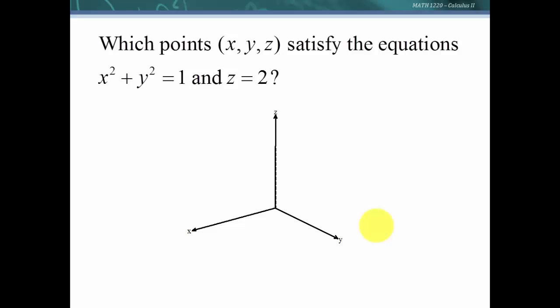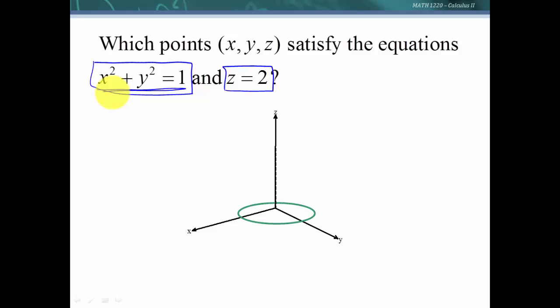So let's look at an example here to see what these graphs might look like now that we've added the third dimension. We want to find all the points x, y, z that satisfy these two equations. So this one does not have any kind of requirement on z, but here is the other piece of where z will be. So let's look at this first. x² + y² = 1 would be a circle on the xy plane, but then the second restriction says we need to move it up to where z = 2. So this would be all points on this circle of radius 1, but shifted up 2.